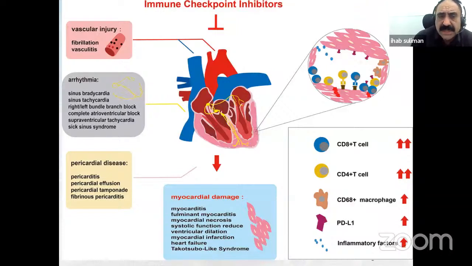Sometimes they can cause a Takotsubo-like syndrome. They can cause pericardial disease. They can cause arrhythmia, and they can cause vascular injury. But fortunately, the risk of cardiovascular complication is less than 3%, as we will show in the next slide.